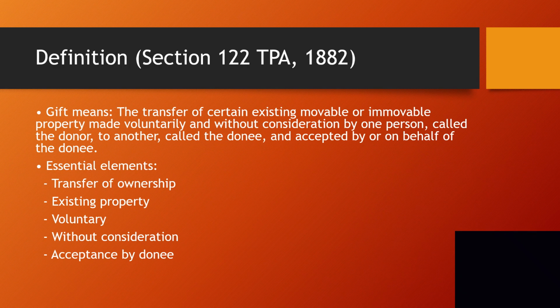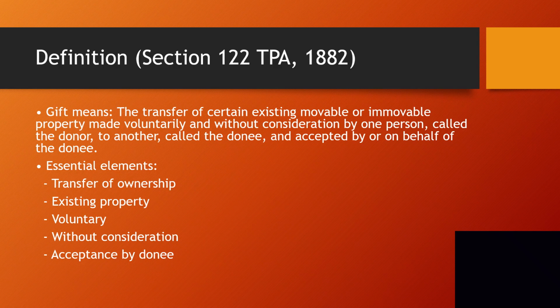What is the definition of gift? Gift is nothing but transfer of a portion of an existing movable or immovable property from the owner to any person to whom the owner wishes to transfer the property. Here, the person who is transferring the property is the donor, and the person to whom the property is transferred is the donee.